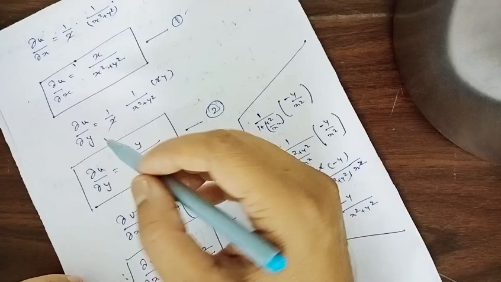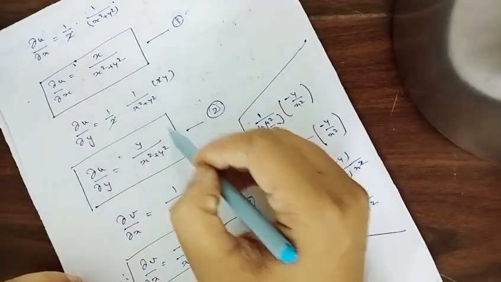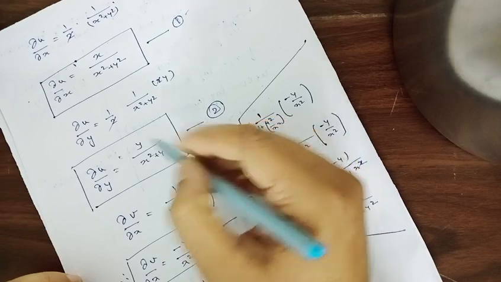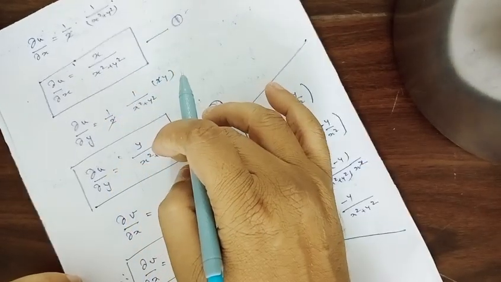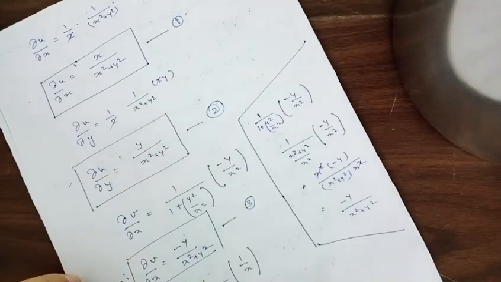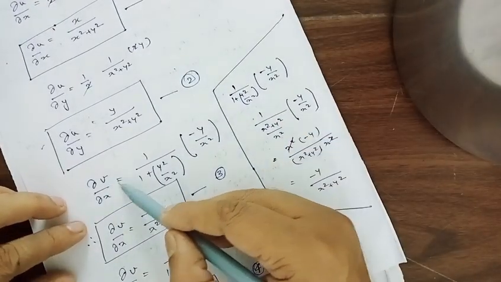Now you find out dou u by dou y. Dou u by dou y is equal to the same method. When you are getting dou u by dou y, then this will be y divided by x square plus y square, a simple differentiation. Okay. Now here you will find out dou v by dou x.